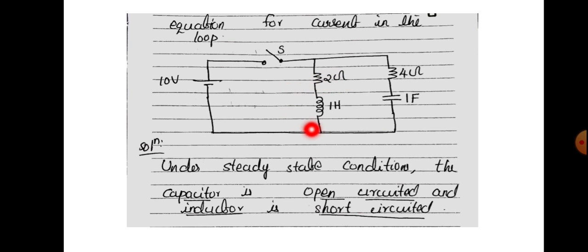Similarly, when steady state is achieved, current flows through the inductor, and the inductor acts as a short circuit to the source. That means the complete current flows through the inductor without any resistance. That is the behavior of the capacitor and inductor under steady state condition. You should remember that the inductor will be short circuit in steady state and the capacitor will be open circuited. That is the important thing.